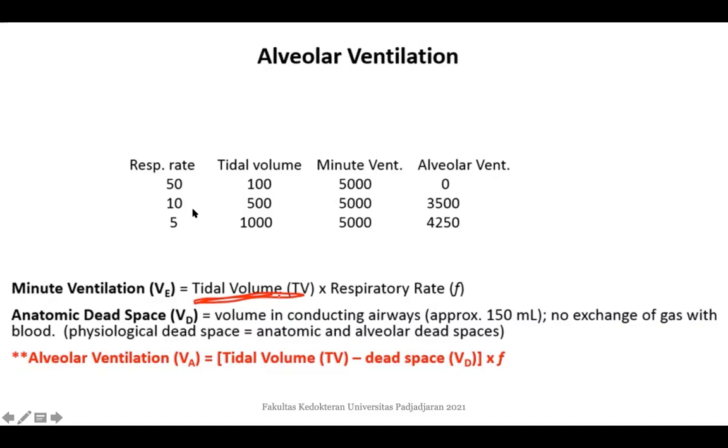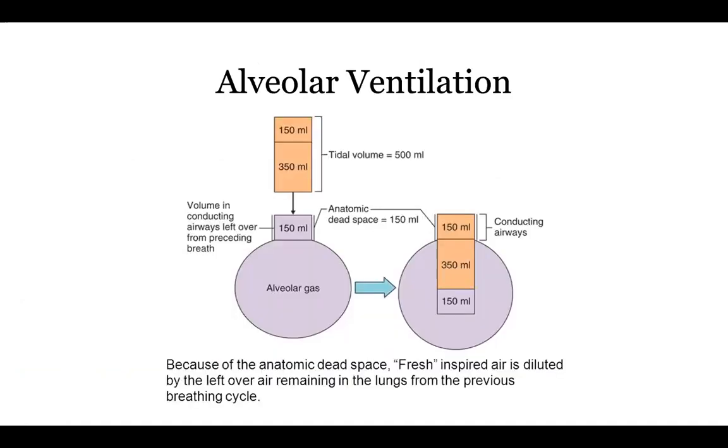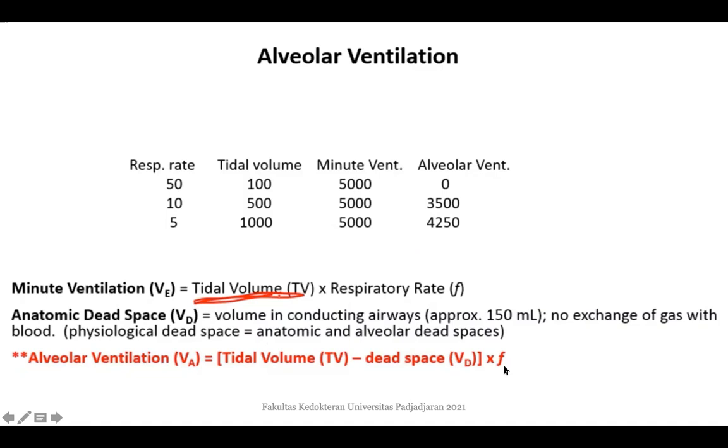However, we now need to consider alveolar ventilation because of the anatomical dead space. What we really care about is how much fresh air is getting into the alveoli, not just getting into the respiratory system. To calculate that, we take the tidal volume and subtract the volume of the dead space. In each case, we are going to assume the dead space is 150 cc, or 150 mL.